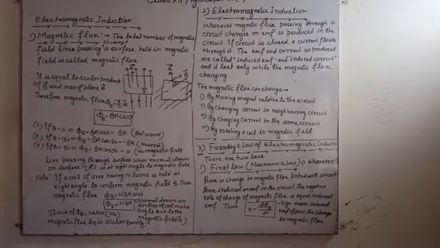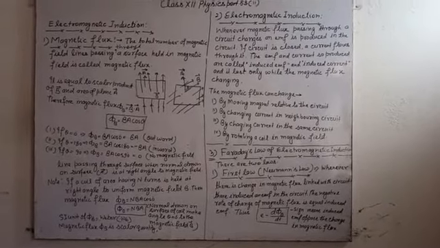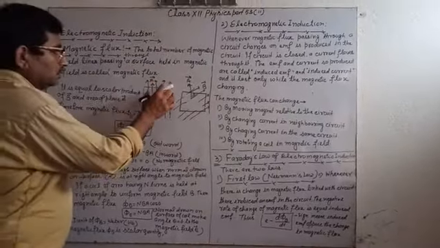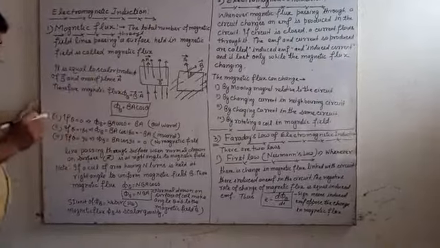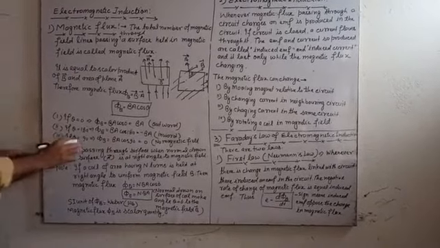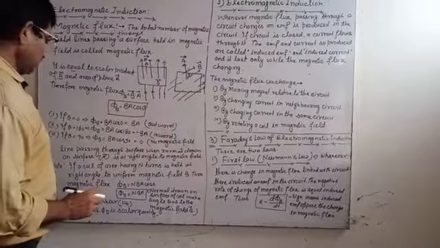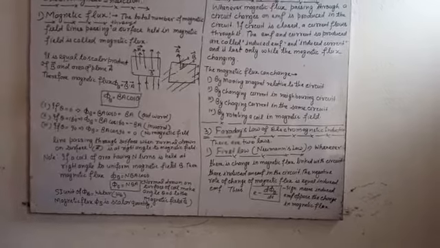are opposite to the direction of the normal drawn on the surface. If theta is 90, phi equals B A cos 90, which is zero, so no magnetic flux is passing through a surface held in the magnetic field.